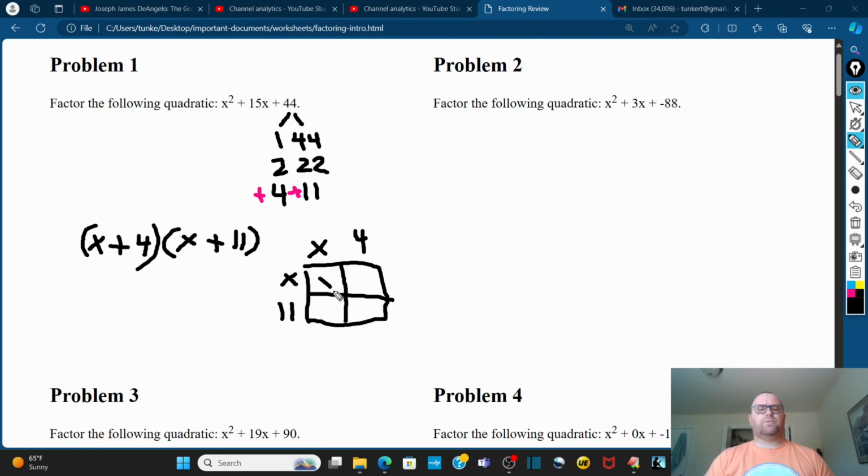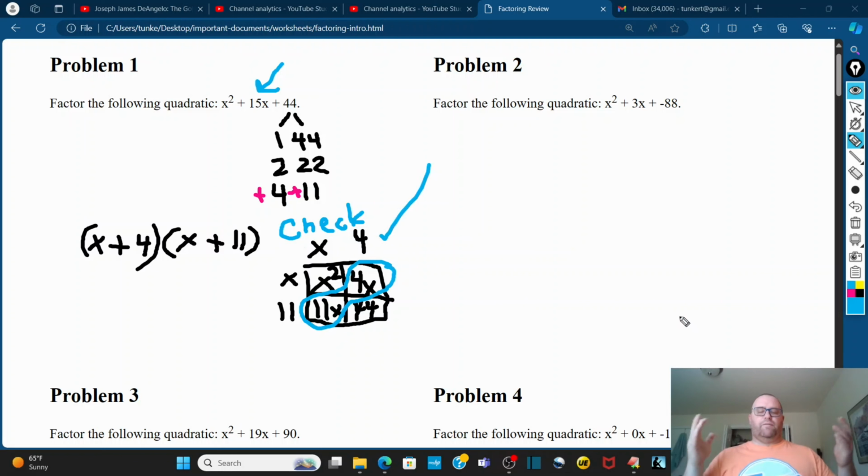If we do x times x, we get x squared. X times 4, we get 4x. X times 11, we get 11x. And 11 times 4, we get 44. If we add up our like terms, which are 4x and 11x, we get back to our 15x. So we've gotten back to the start, so our check has worked. Boom.